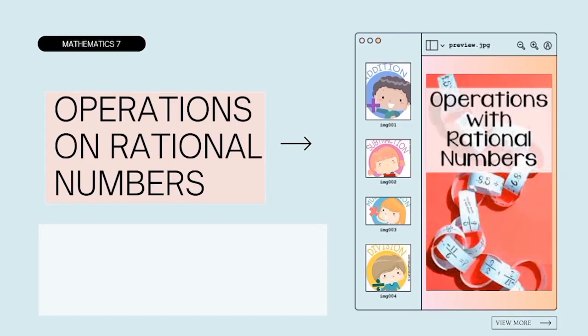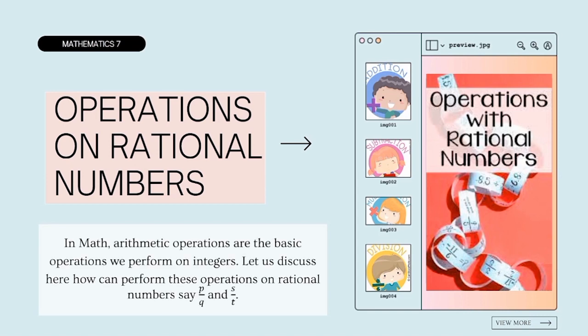Our last topic for this lesson is the operation on rational numbers. In math, arithmetic operations are the basic operations we perform on integers. Let us discuss here how we can perform these operations on rational numbers, say p over q and s over t.